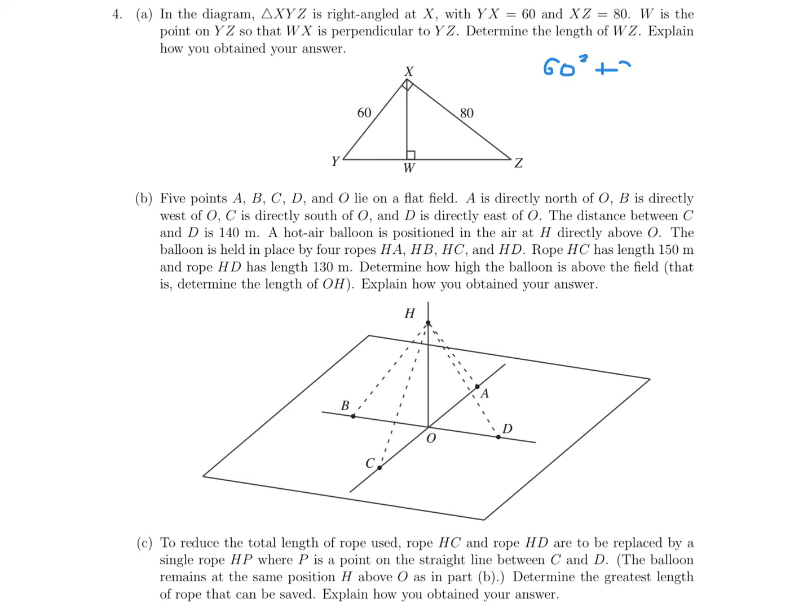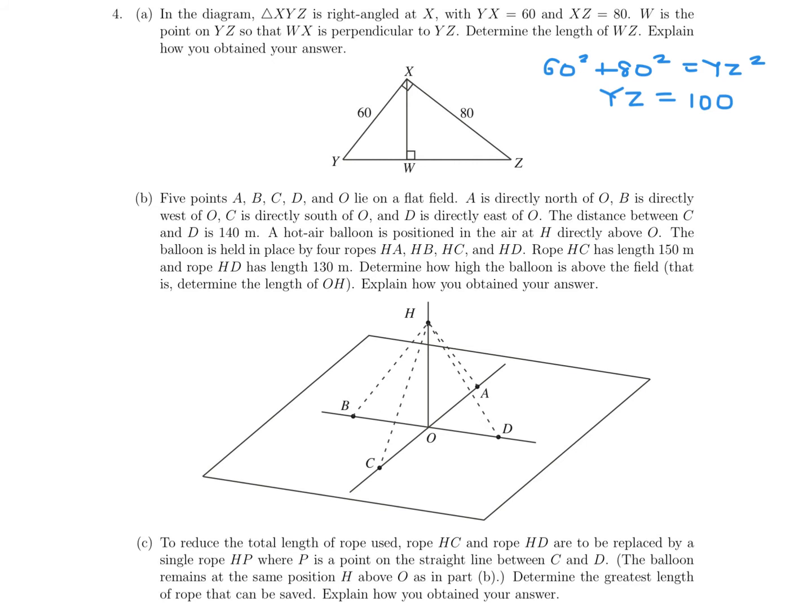60 squared plus 80 squared is equal to YZ squared, directly from the Pythagorean theorem. When you solve this, very simple, you'll get 100. So that means from Y to Z, that entire distance is 100. Not sure if that helps, but let's keep going here. Now we're going to have to do similar triangles.